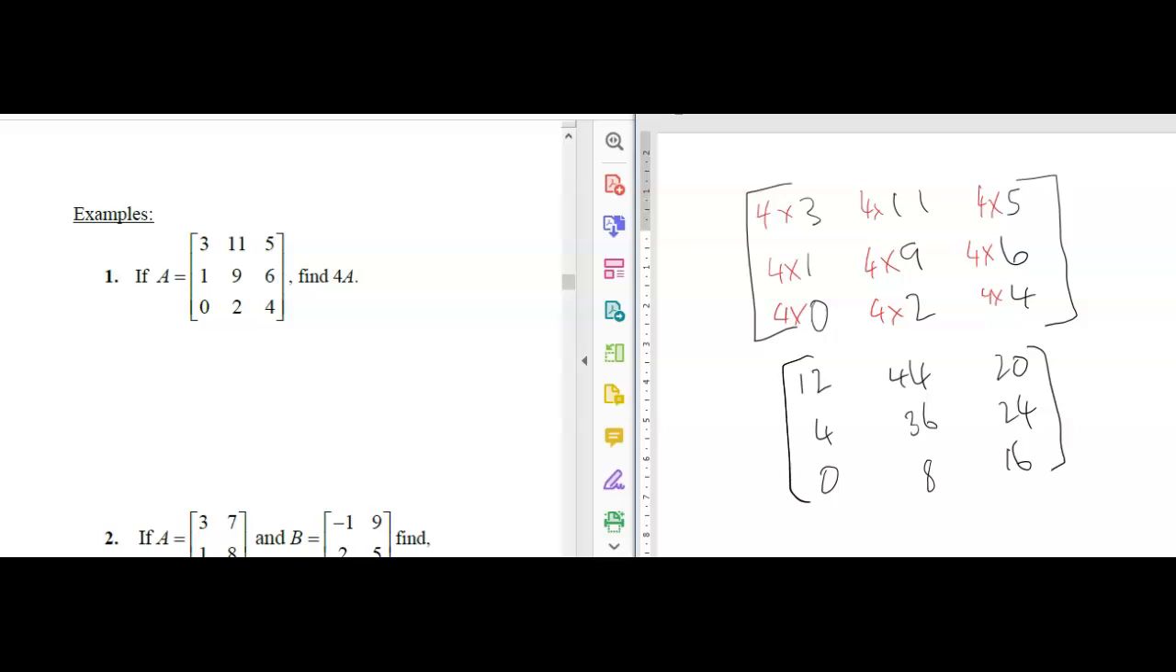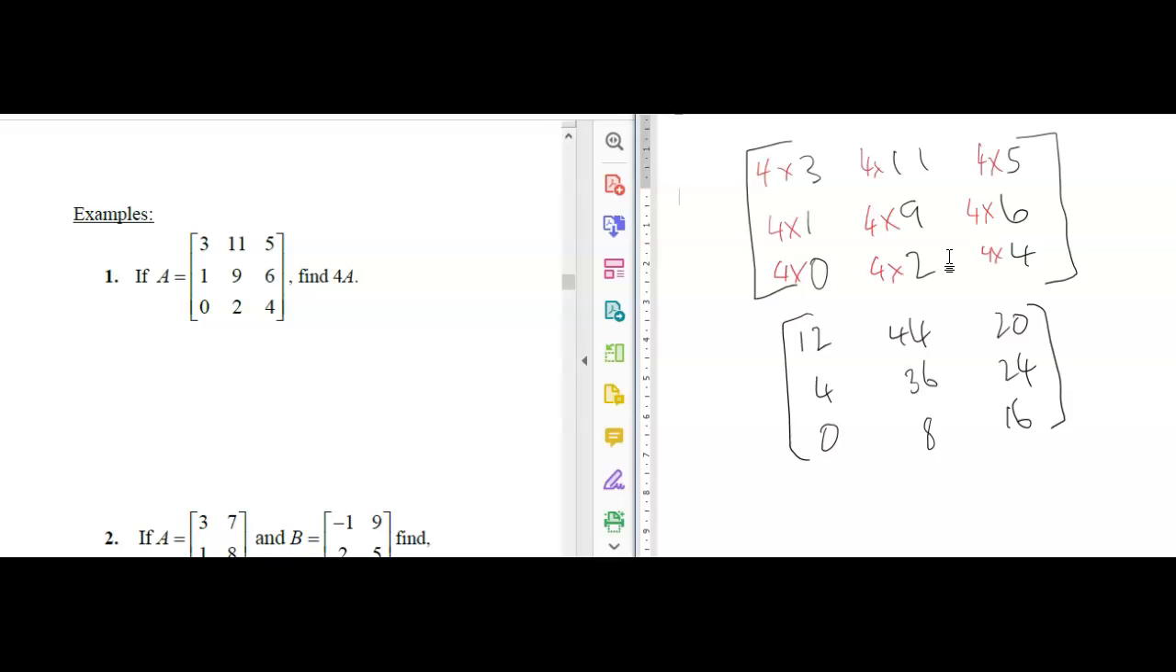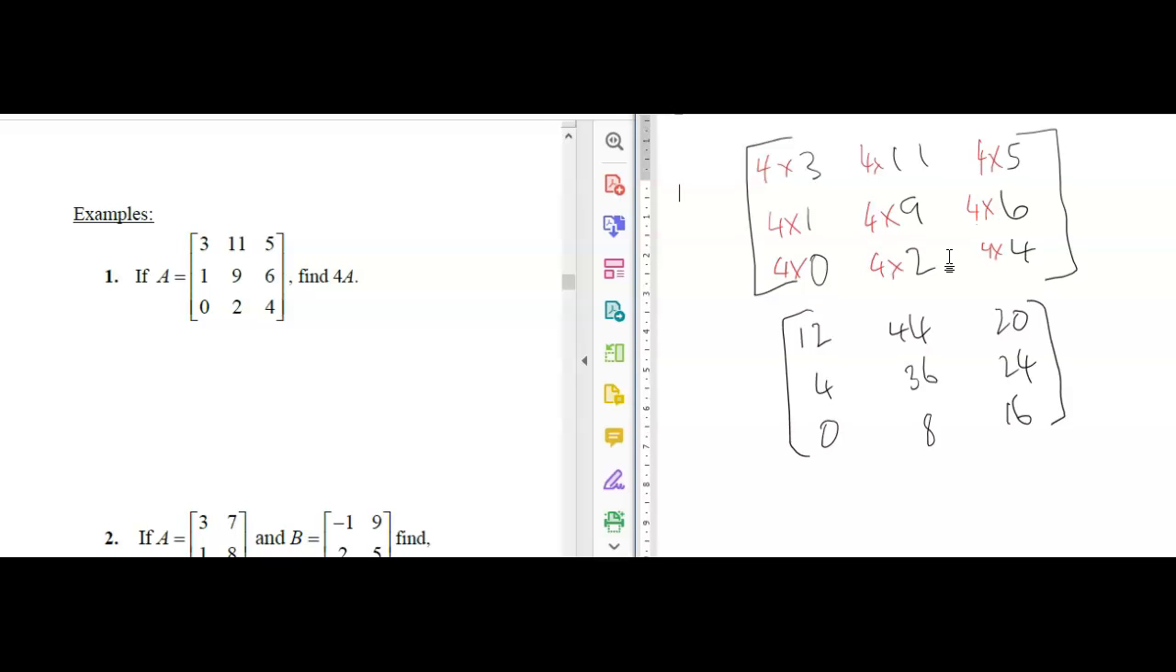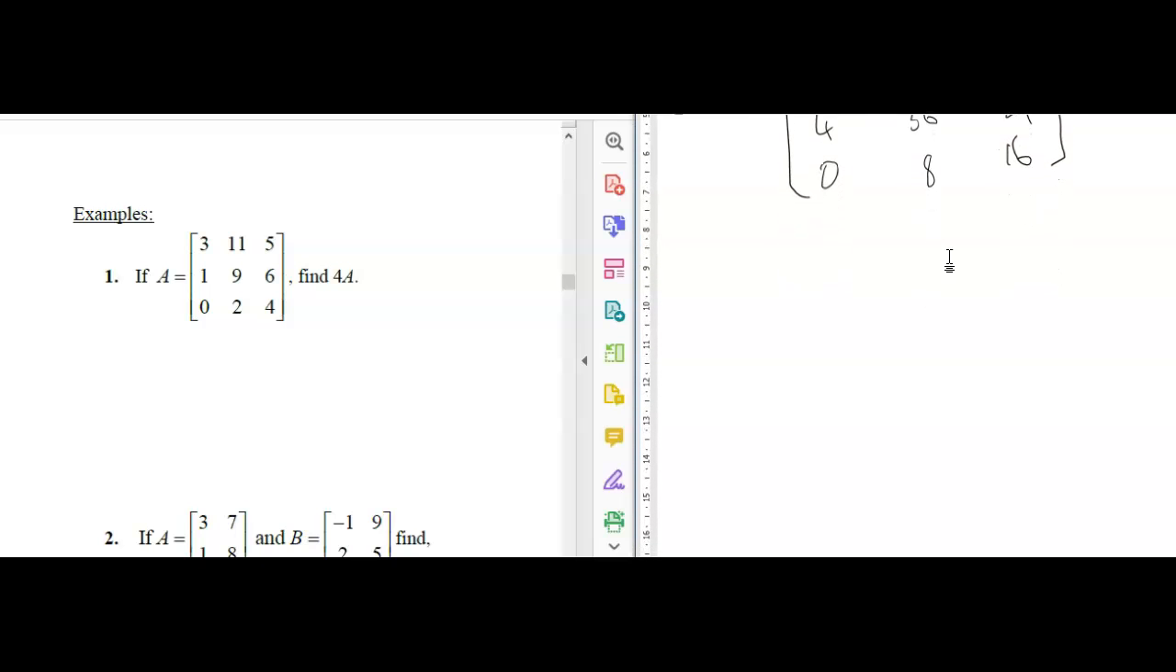So you can store it into your calculator and then go for A. Sometimes things are a lot quicker to do by hand, especially when it comes to matrices, because by the time you turn your calculator on, put the matrix in, store it, multiply it by 4. And by the way, you don't need to store it to multiply it by 4. You just go 4 times.